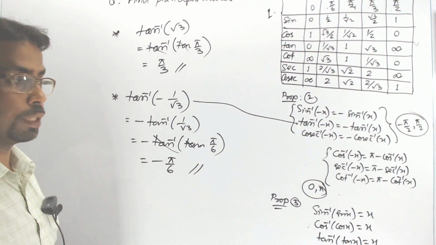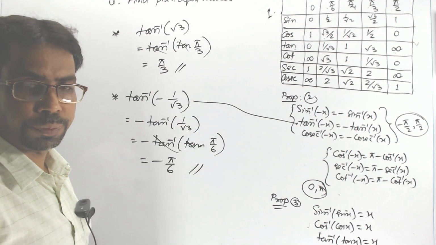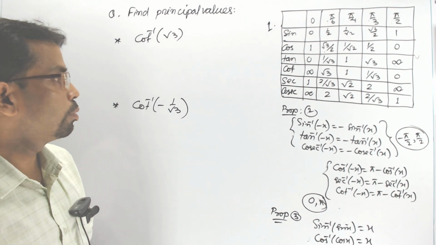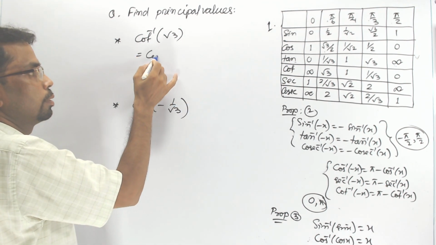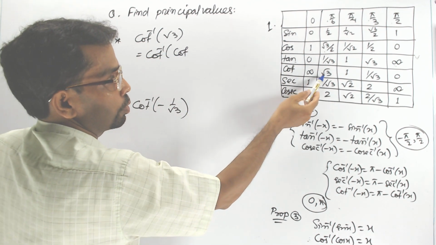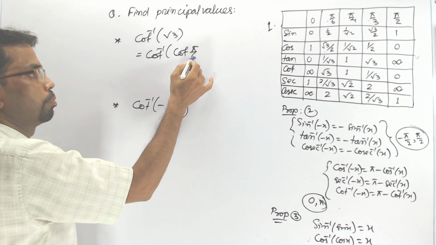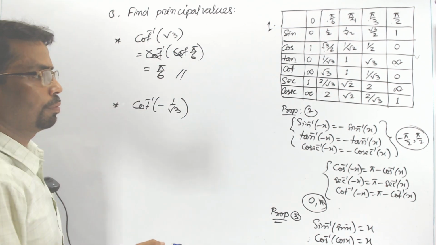Tan is also done. Now I'll take cot. For cot positive we have to see the angle. Positive root 3 in cot is pi by 6. Then cot inverse cot cancel, and the answer is pi by 6. This is the principal value of the given function.